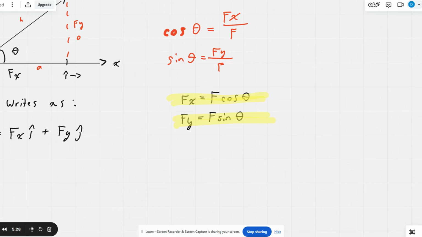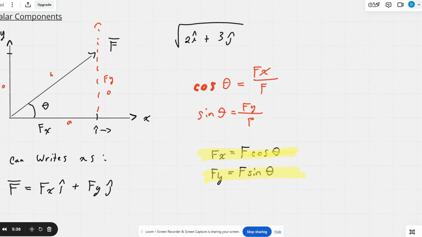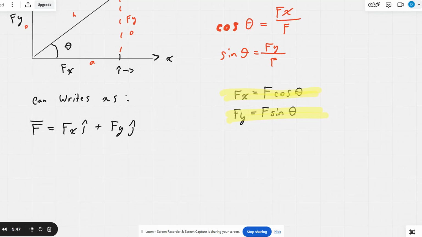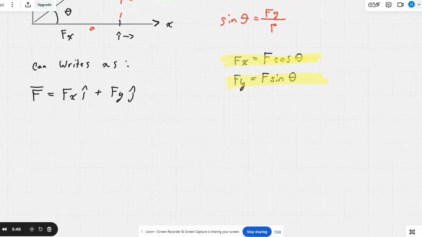Those are going to be used whenever you're solving problems to break these down into components, because what you're going to get is some type of vector, like here in our example, and you want to break that down into components so you can solve it easier. And this is the formula that you'll use: f of x equals f cosine theta and f of y equals f sine theta.